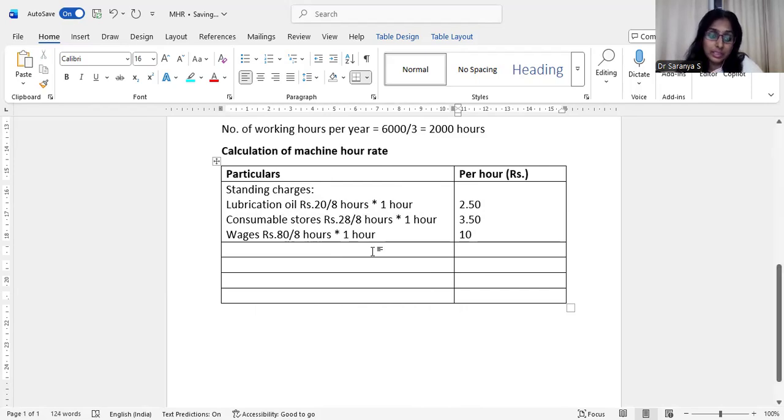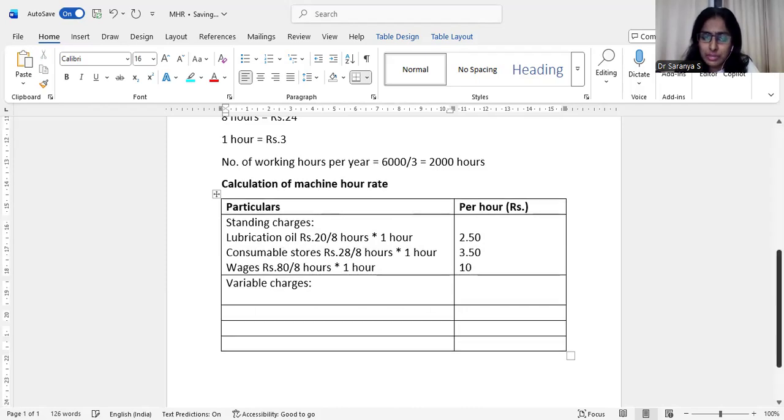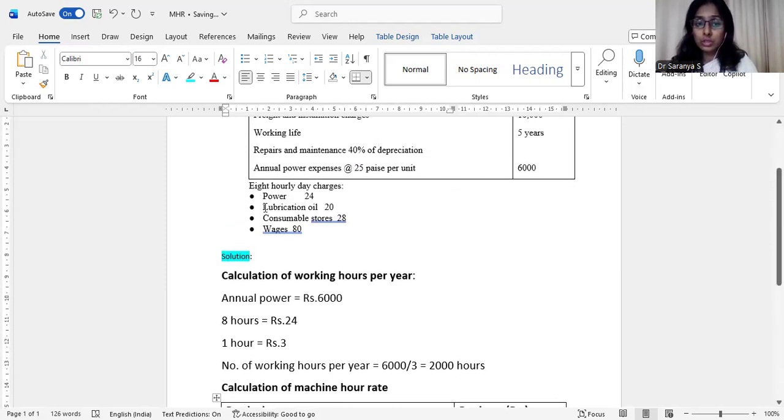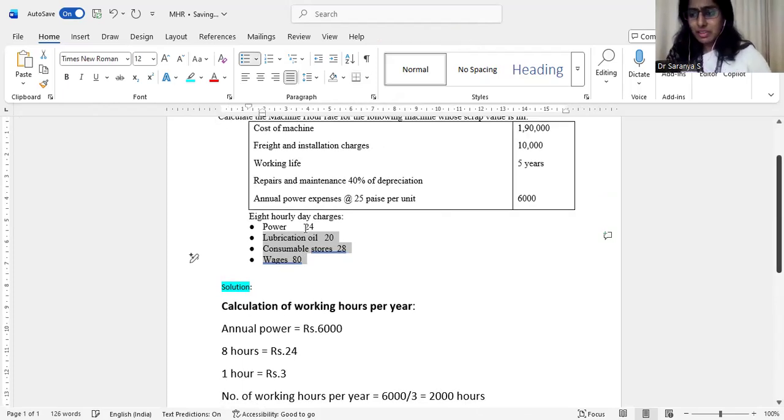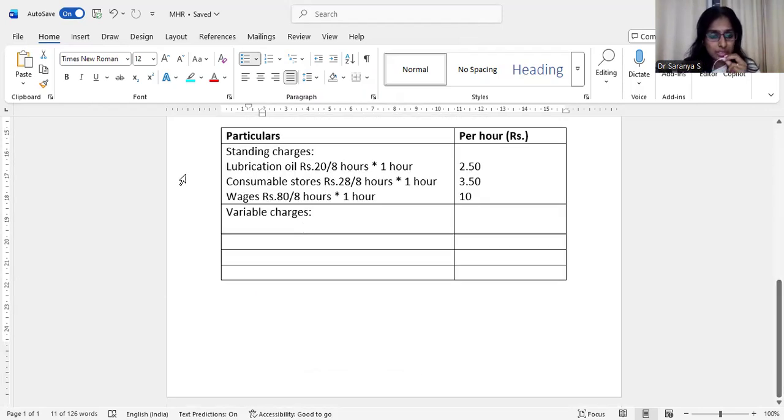Okay, the next one we are seeing is about variable charges or running charges. So for variable charges, the first item, whatever items are given in the question, in that we have done lubrication oil, consumable stores, and wages. Correct. So all these we have discussed as variable items. Now the first one is cost of machine, installation, working life. When this information is given in the question, it means the depreciation is hidden there. So we have to find the depreciation. So under charges, we are writing depreciation.